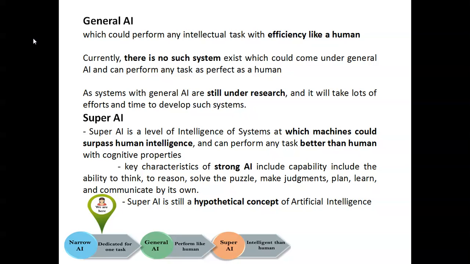Then super AI. Super AI is more than human. It has to surpass human intelligence. The other name for super AI is strong AI. They have the ability to think, solve puzzles, make judgments and plans. So they have to do everything. I already said narrow AI, general AI. Narrow AI is already in our world, but general AI is still in research. But super AI is a hypothetical concept. What is hypothetical? Imagination. It is still not in research.